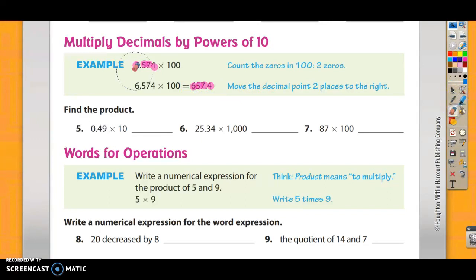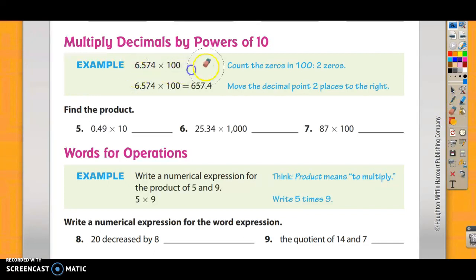And let me show you what you're looking at here. Notice that there are 2 zeros in 100. And notice that in our answer from our problem here, our decimal has shifted over 2 places. Our decimal was here and it shifted over to the right 2 places. And that's what happens when you multiply by powers of 10, such as 10 or 100 or 1,000. To get your product, you simply move the decimal the number of places to the right as there are zeros.